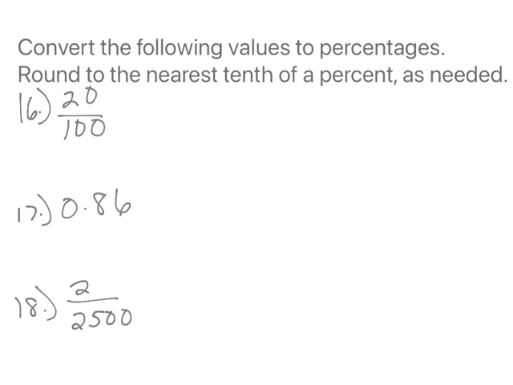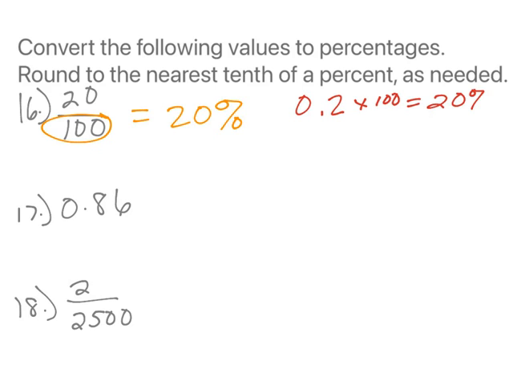Okay, so if I say I have 20 over 100, now here's an easy one. If it's already out of 100, then we know that is 20%. If that's not clear to you, that's fine. 20 over 100 is the same as 0.2. If I multiply 0.2 by 100, there's my 20%. 0.86, it's a decimal, so I can multiply by 100, and that just leaves me with 86%.